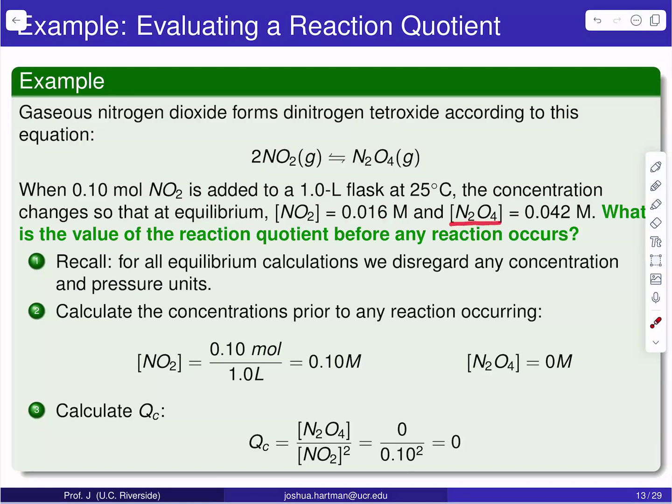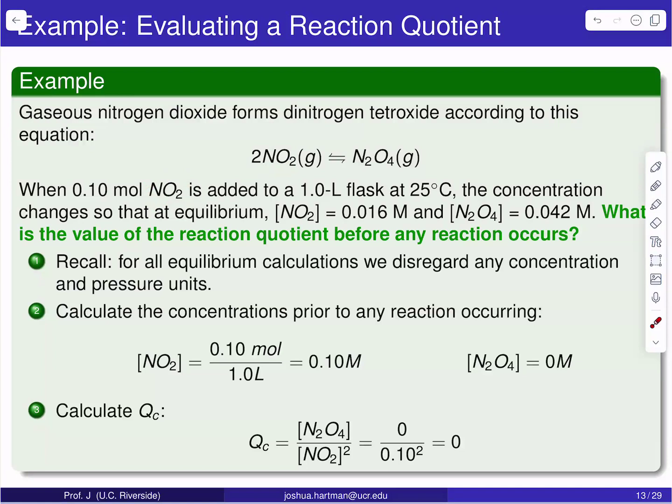And the concentration for N2O4 is 0.042 molar. What we want to determine here is what is the value of the reaction quotient before any reaction occurs, right? So before any reaction occurs, we are just going to start off by adding that 0.10 moles of NO2. So we're going to be entirely on the reactant side.